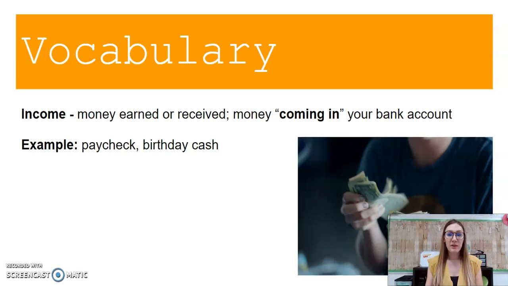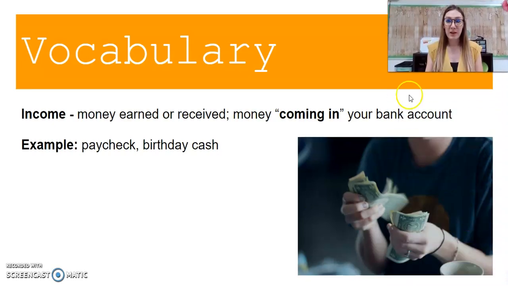Income. This is money that is received. Think of it as money coming in. Income coming in to your bank account. For example, this might be a paycheck for doing a job or just money that people give you as a gift, birthday money, Christmas money.